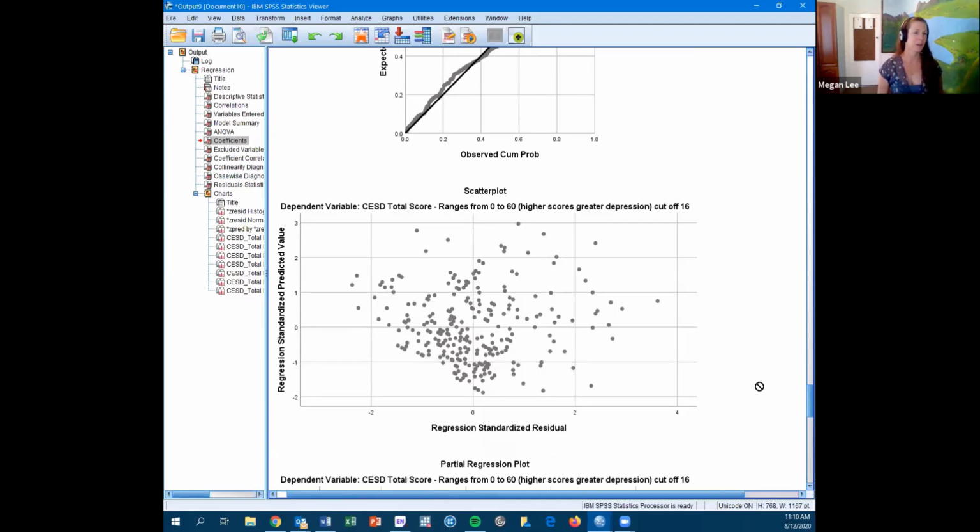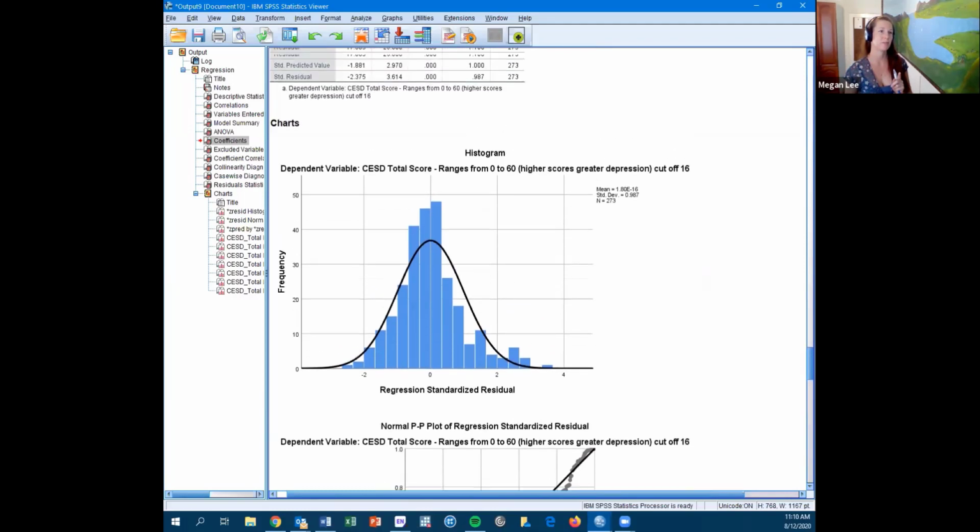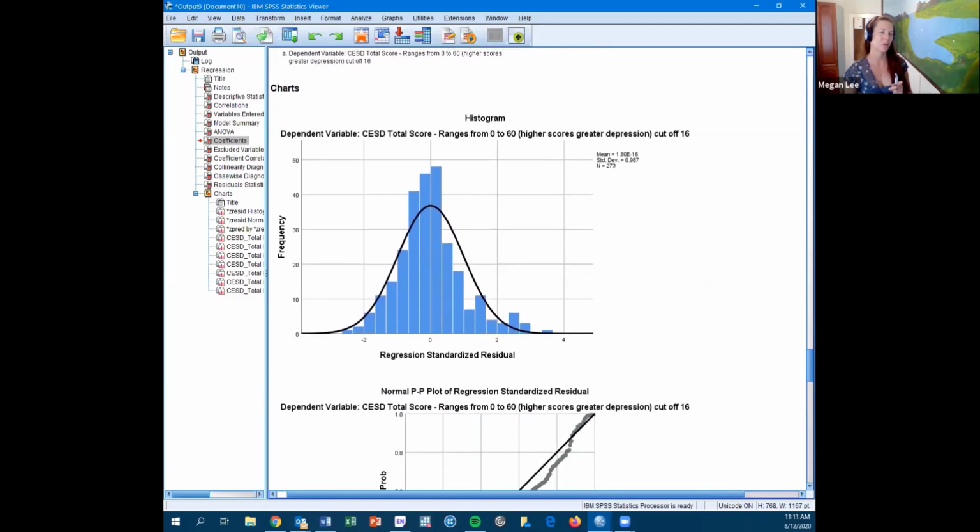If the dots are spread out like this in a cloud form, then there's no problem with the assumption of homoscedasticity. If they're funneled like this, with heaps of dots up the top and then funneling into a point at the bottom, that means you've got problems with homoscedasticity. So there's another assumption we can tick off. So many assumptions. We've met most of them except for maybe normalized residuals. Maybe. It's not that bad, to be honest.